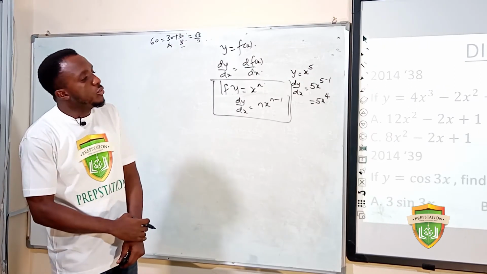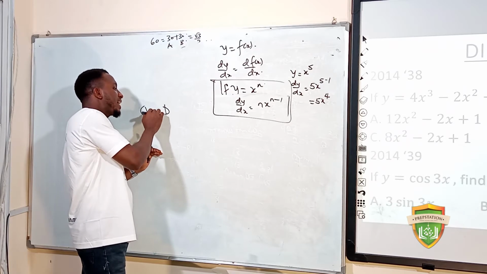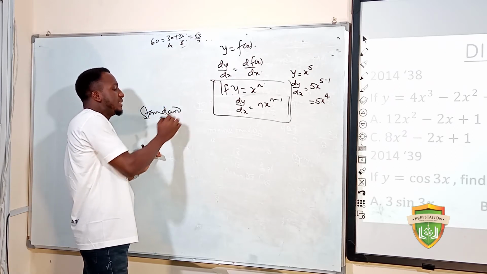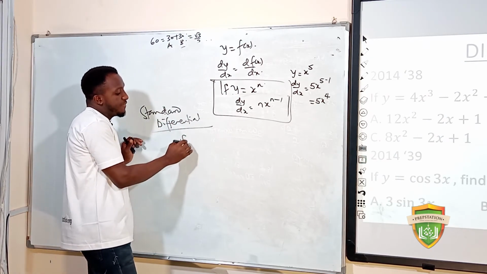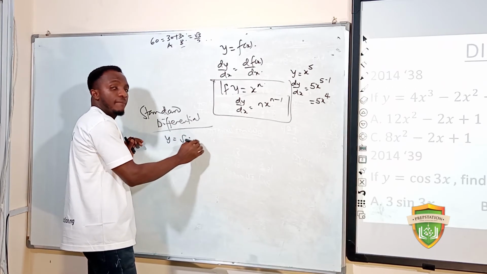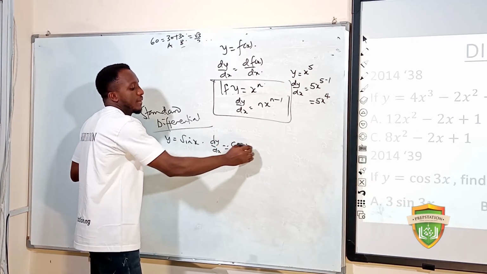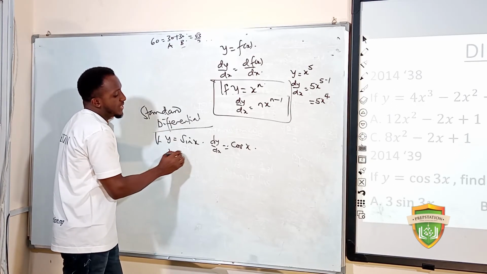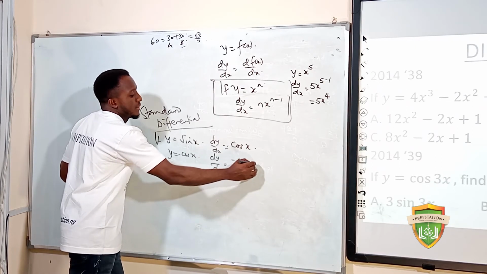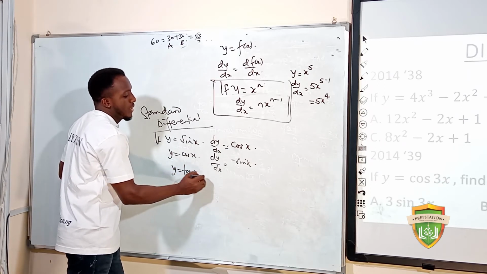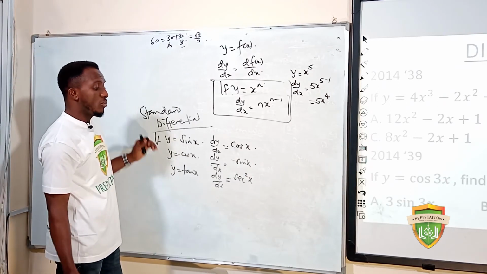Now let me teach you something. Let me give you some standard differentials. Let me go to the differentiation of trig functions. If y is sine x, dy/dx is cos x. So you just put this in your head. If y is cos x, dy/dx is minus sine x. If y is tan x, dy/dx is sec squared x.